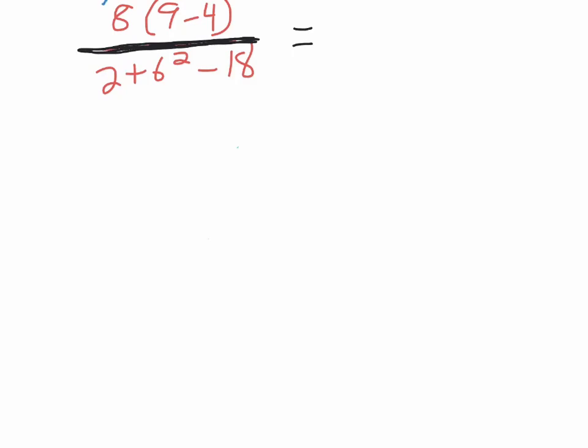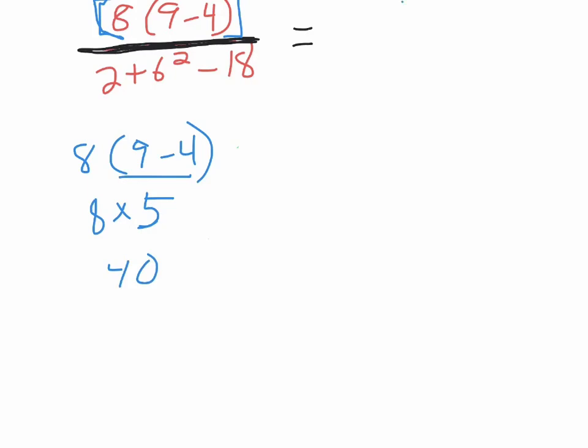Okay, so first I'm going to do the numerator. 8 times 9 minus 4. So I'm going to just rewrite it over here. I'm okay with you doing it all as one step, but I think it's easier to see it written out separately. So 9 minus 4 was 5, so we have 8 times 5, which is 40. So my numerator over here is going to be 40.